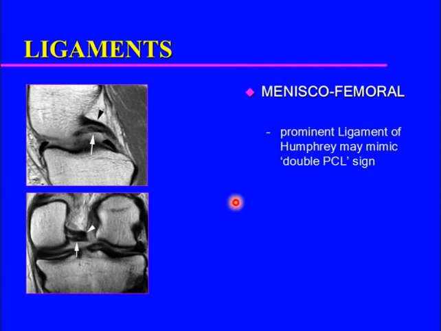There are no other signs to support this diagnosis. The meniscus is intact. There is no joint effusion. The clinical features do not go with a bucket handle tear. So how would you explain it? It's just a prominent meniscofemoral ligament.